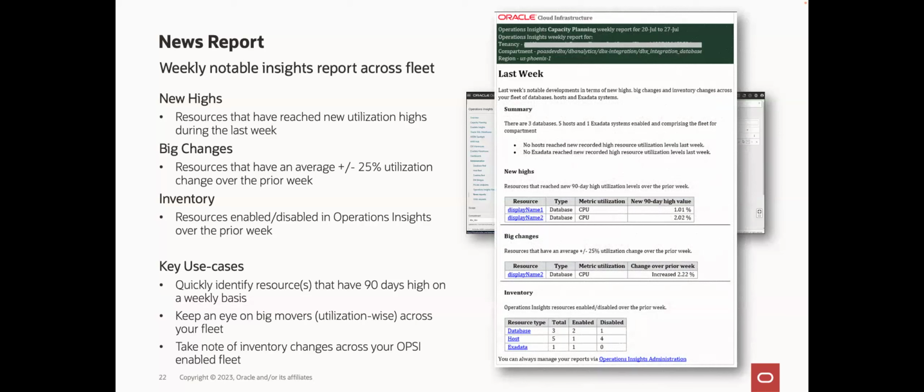Right, the News Report feature simplifies the following DevOps use cases, right? For example, it quickly identifies resources that have 90-day utilization high on a weekly basis. Keeps an eye on big movers, right? For example, usage bytes across your fleet. Takes note of inventory changes across your enabled fleets. More recently, we have also added SQL Insight-related news reports that is coming as part of this feature. So users will be able to select from a series of, I believe, 4 different types of SQL Insights news report that they can enable on a weekly basis and get that as part of the email.